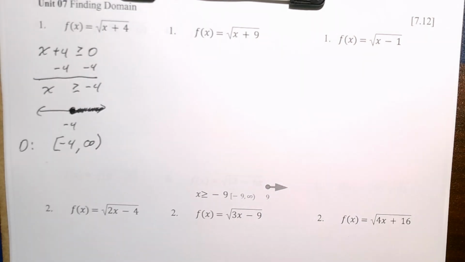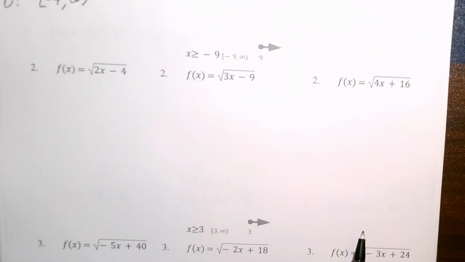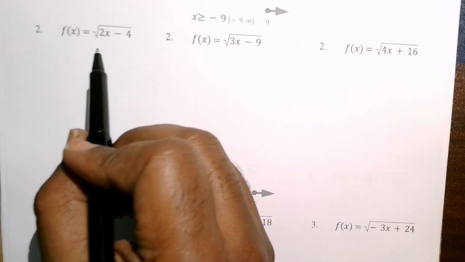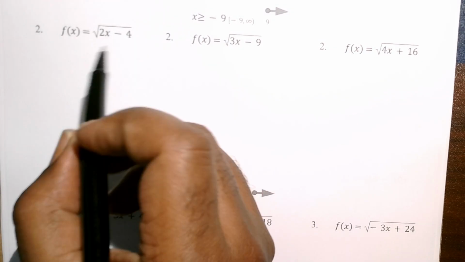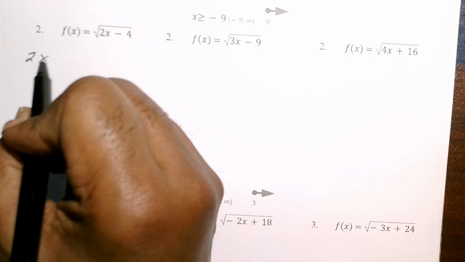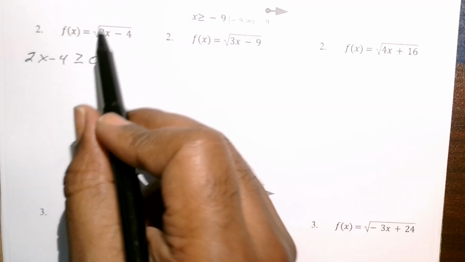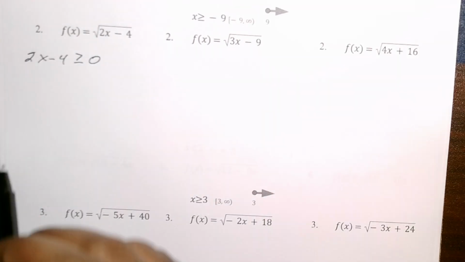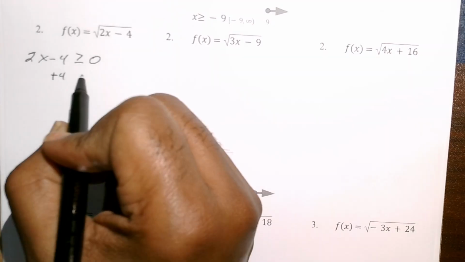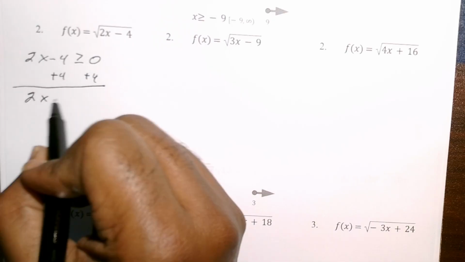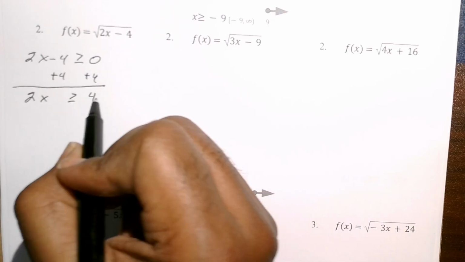Okay, let's look at number 2. Same idea. We want to find the domain of the square root of 2x minus 4. So we'll take 2x minus 4, set it greater than or equal to 0, because of the square root. And we're going to solve for x. So we're going to add 4 to both sides to isolate the x. We'll get 2x is greater than or equal to 4.